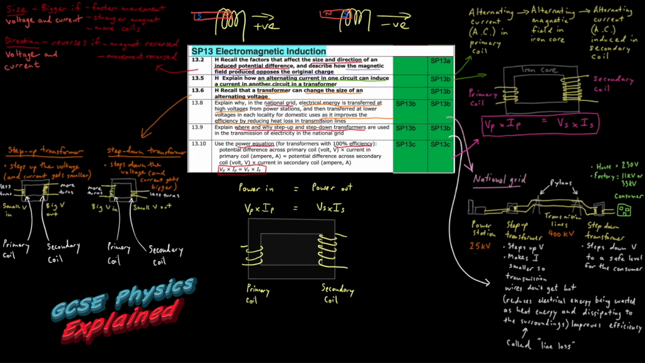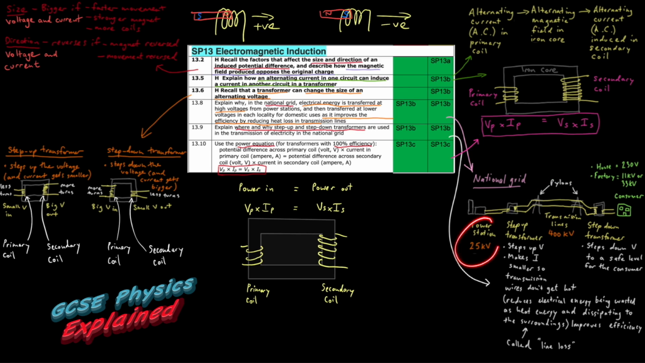For domestic uses, as it improves the efficiency by reducing heat loss in the transmission wires. Okay, so here's your national grid down here. If they ask you what is the national grid, you say it's the power station, it's a step-up transformer, then it's the pylons, and then it's a step-down transformer. So that is the national grid, and it connects the power station to the consumer. So those wires might go over farmers' fields and everything across the UK.